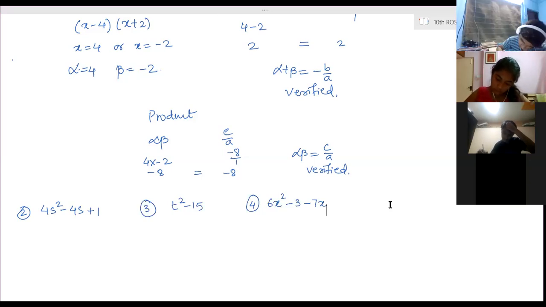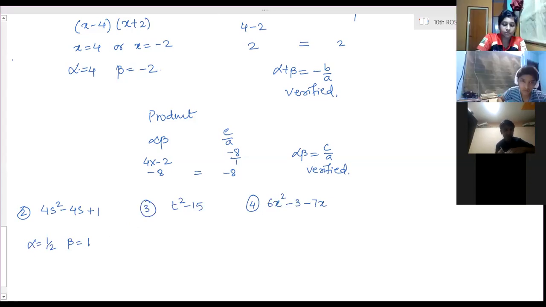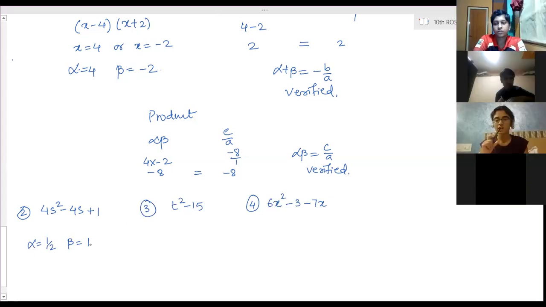First one answer. The values of alpha and beta are 1 by 2 and 1 by 2. How is it possible? No, ma'am, both are 1 by 2. Both are the same. Okay, yeah, then it is possible.